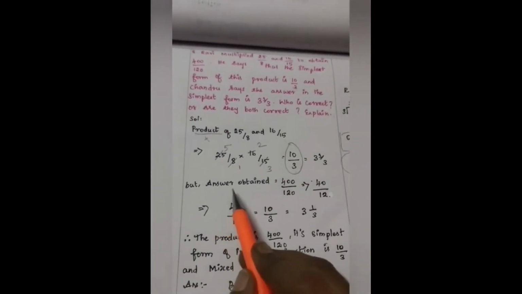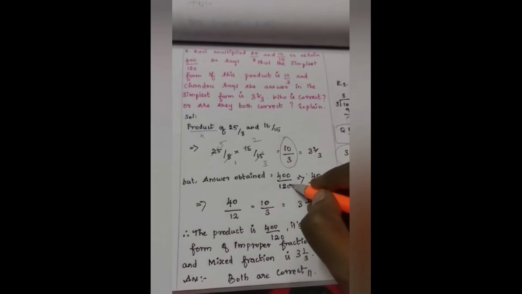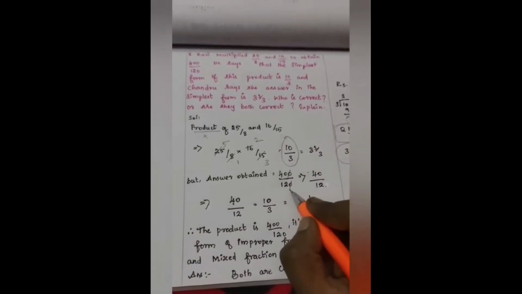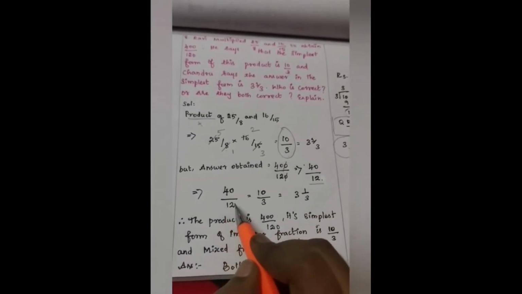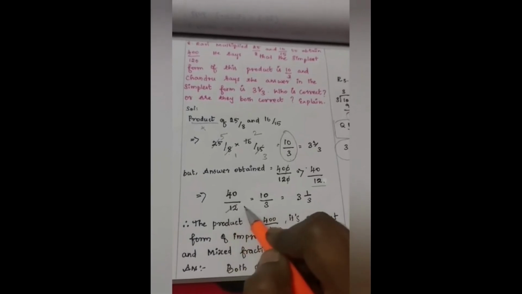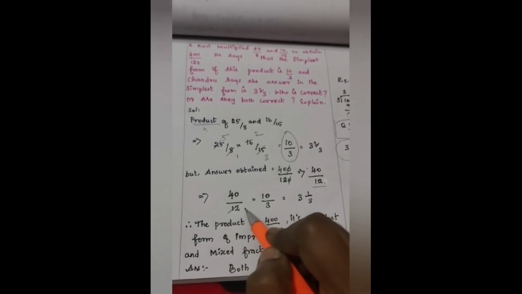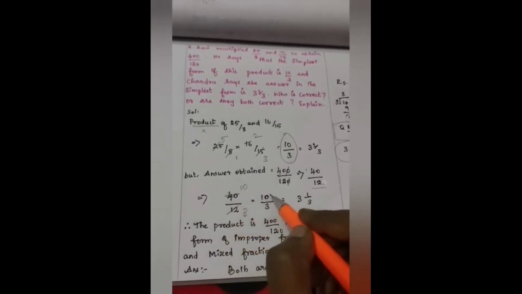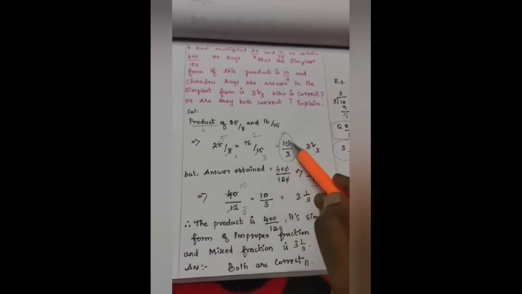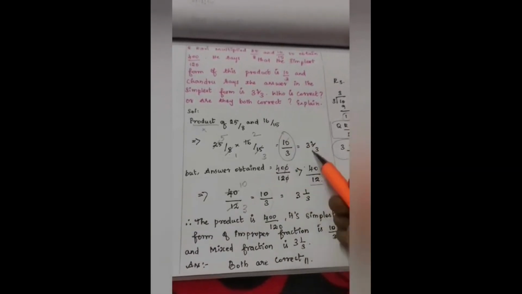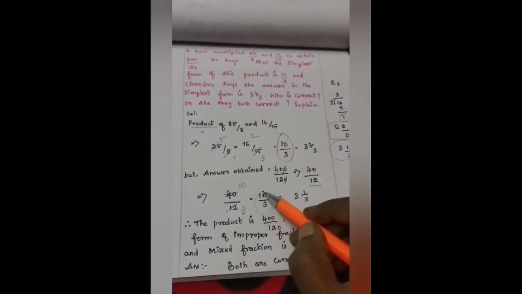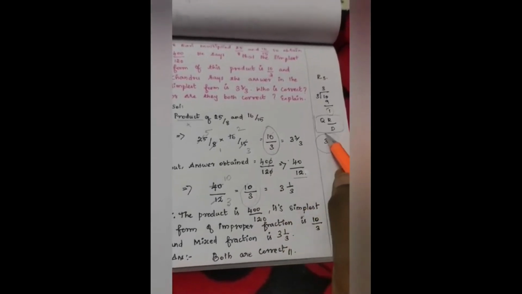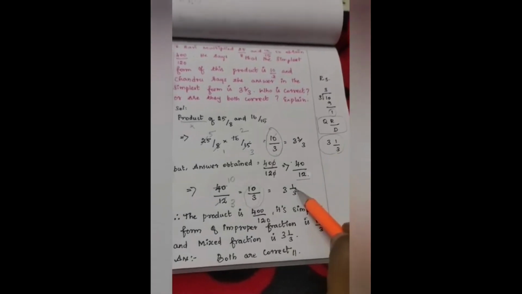Yes, but the answer obtained was 400 divided by 120. See, this 0 gets cancelled. What else is remaining? 40 divided by 12 is remaining. After this, 40 and 12 become, in the 4 table, 4 threes are 12, and 4 tens are 40. After simplifying this, we got 10 by 3. Yes, same as this, here also we got 10 by 3. After changing this improper fraction into mixed fraction, same, we got 3 1 by 3.